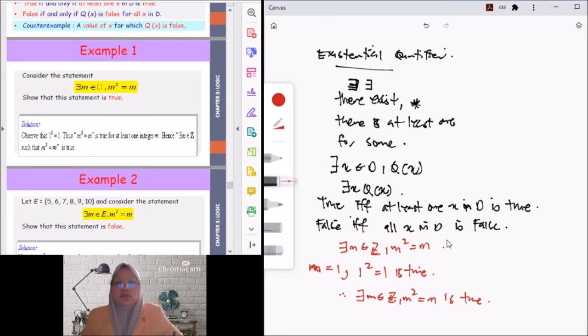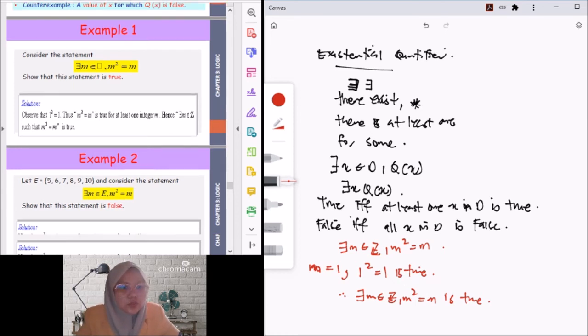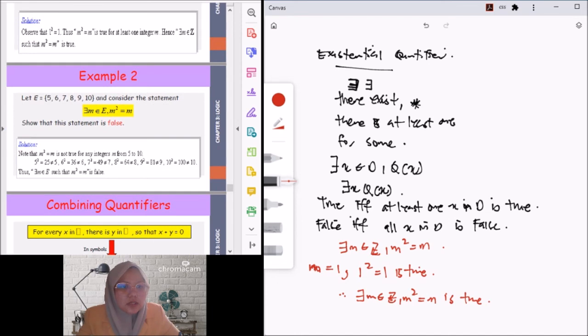That's all. Because this statement is true if and only if at least one x in the domain is true, it is enough for us to show just one example is true, and make a conclusion that there exists M in the domain such that this statement is true.